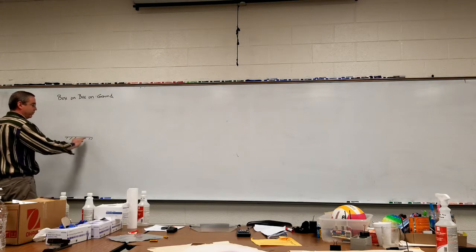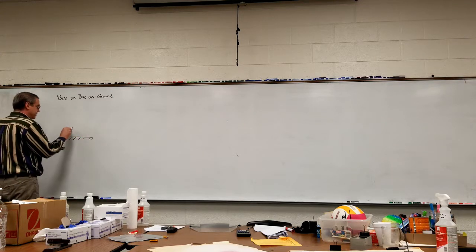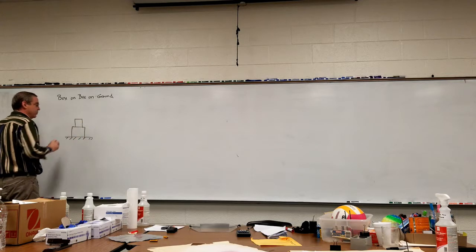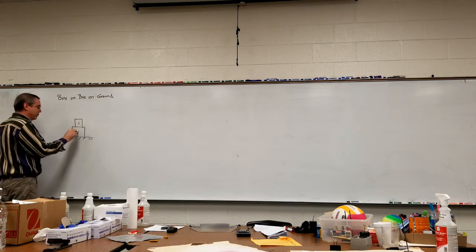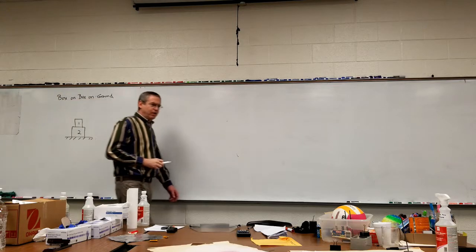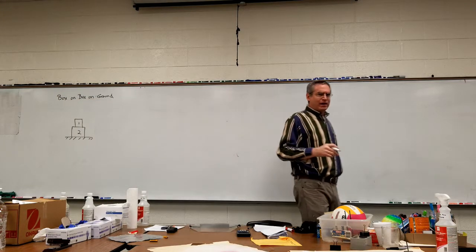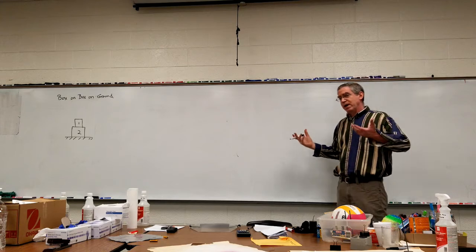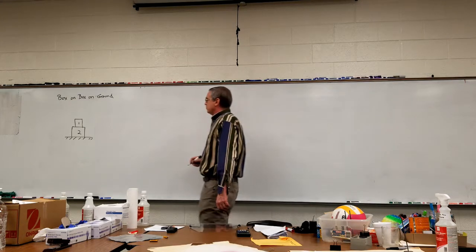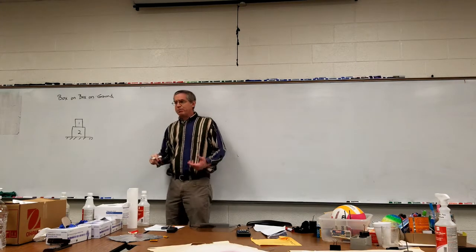Again, drawing the ground with the hash marks here to indicate that it is fixed. Now I have two boxes, so I'm just going to label them box 1 and box 2. Oftentimes I don't give them labeled like that. I will tell you the mass, in which case I would just use the mass as the symbol. First step, separate the drawings.